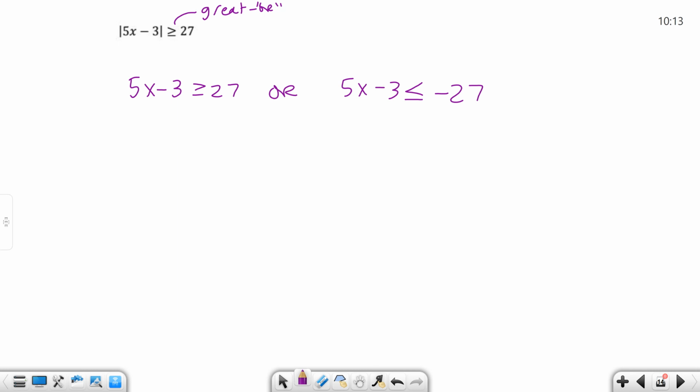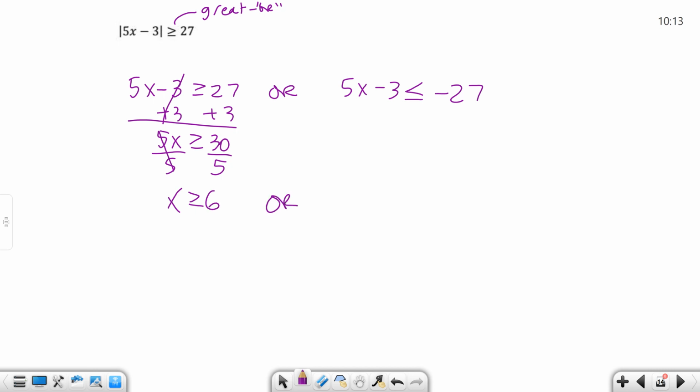And then we do what? We solve each one of these inequalities. We say, okay, add 3 to both sides. 5x greater than or equal to 30, divide by 5. That divides out, x is greater than or equal to 6. We didn't divide both sides by a negative, so leave it.